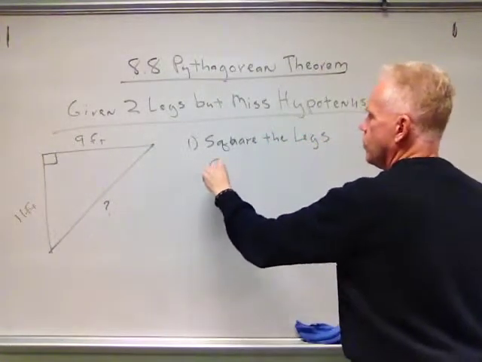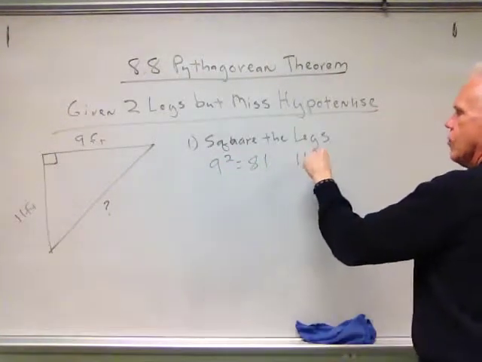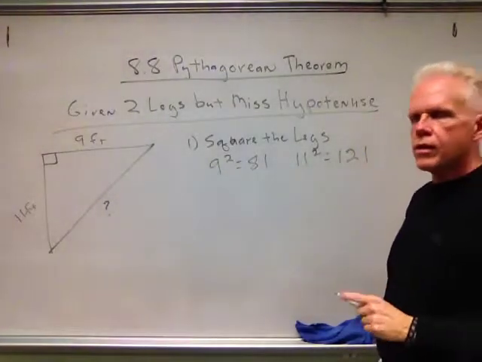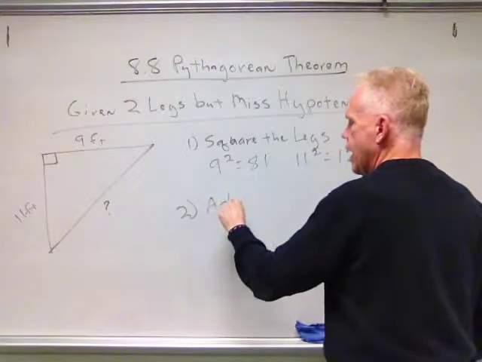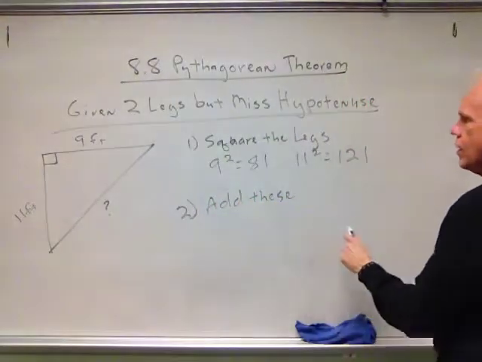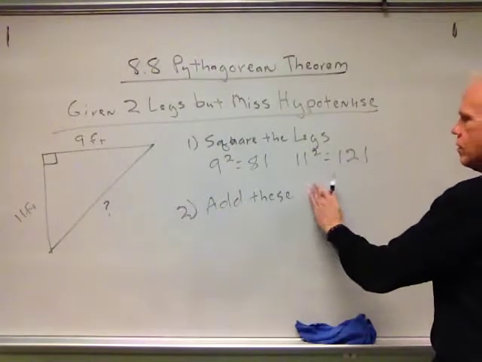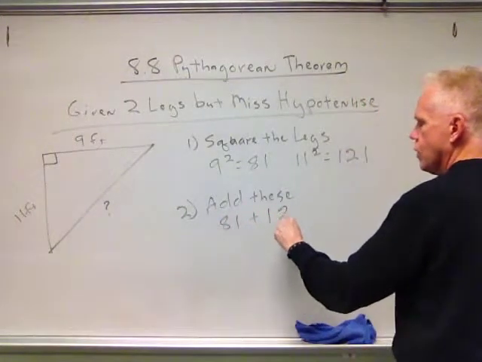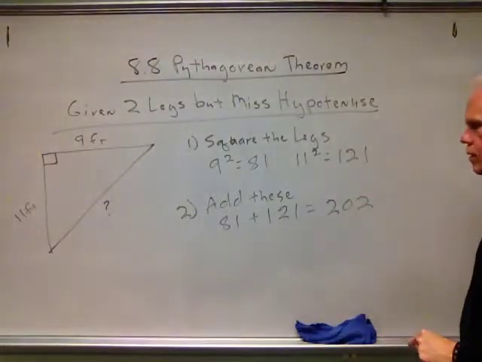Okay, so we'd be talking about 9 squared equals 81. 11 squared equals 121. So the first step is square the legs. Second, add these. Okay, so 81 plus 121 is going to equal 202.